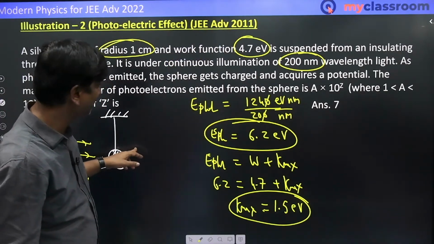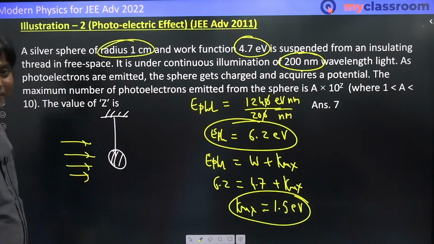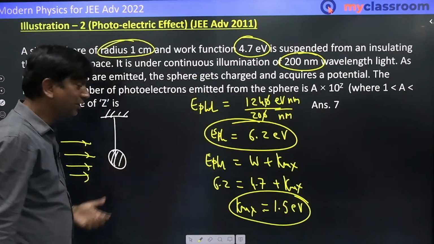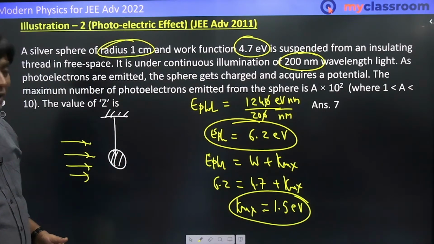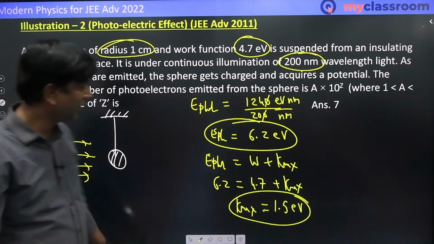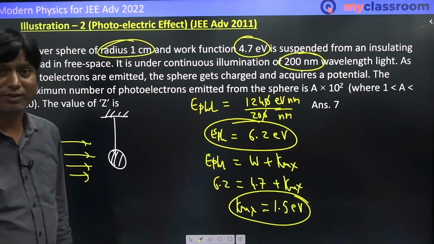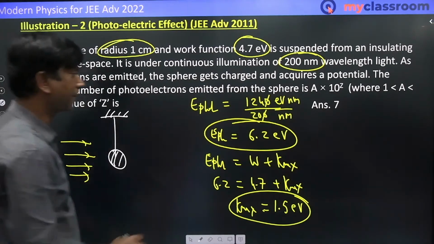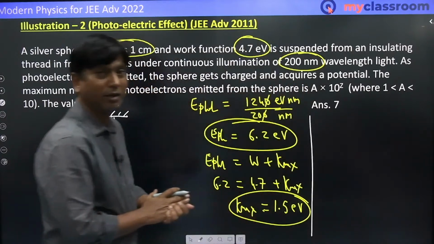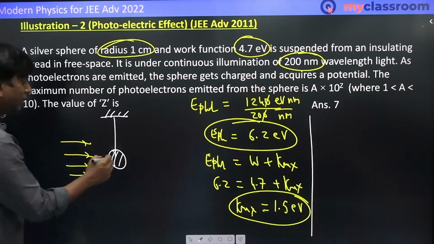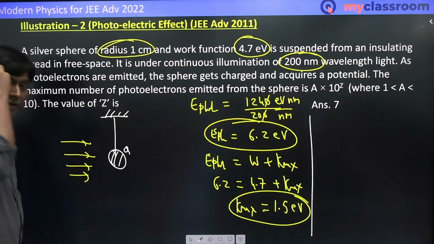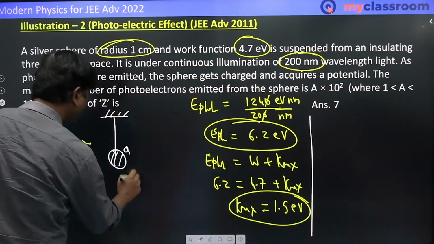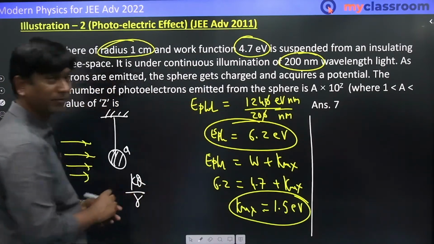Even though they will eject with some kinetic energy, they will go like this and then again come back. They cannot go up to infinity. So this potential, whatever it has acquired, will definitely try to stop these electrons. So what is the step that you have to make here? Let us say it has acquired a positive charge of Q, right? Once it has acquired a positive charge of Q, what will be its potential? Is it not KQ by R?